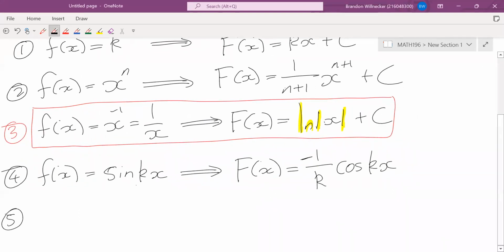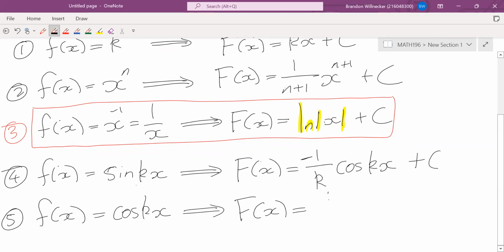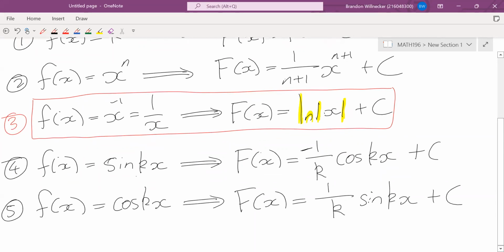Number 5, f of x is equal to cos kx. We want to find the antiderivative. Sorry, and then you have the plus c. The antiderivative will be 1 over k sine kx, and then plus c.